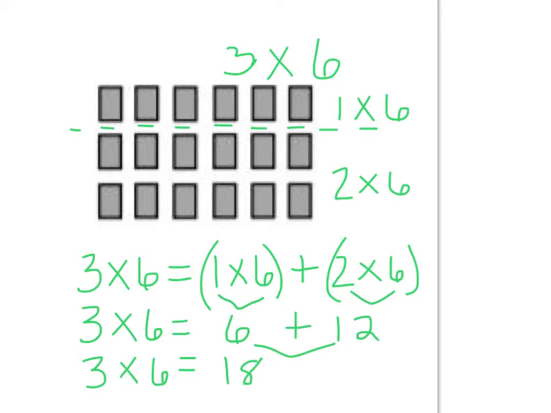So basically, I just solved 3 times 6. 3 times 6 equals 18. And I did that by breaking my array up into two smaller arrays or two smaller multiplication problems. I solved for those and I added them up. Let's go ahead and take a look at the next two problems.